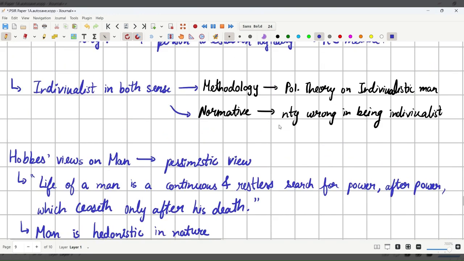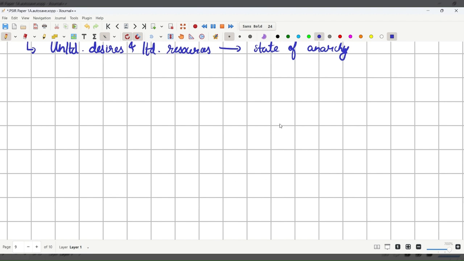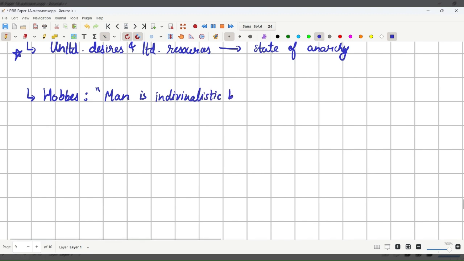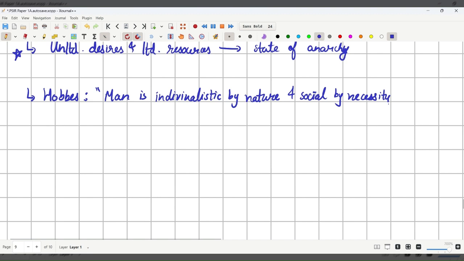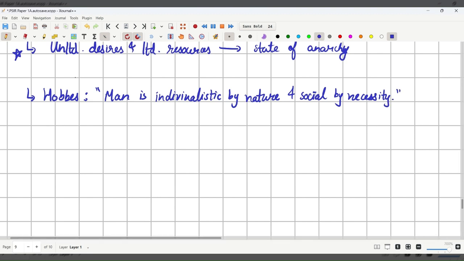Sorry, before that, Hobbes quotes that man is individualistic by nature and social by necessity. This view is similar to Aristotle's view, Zoon Politikon. You can link it here to Aristotle.